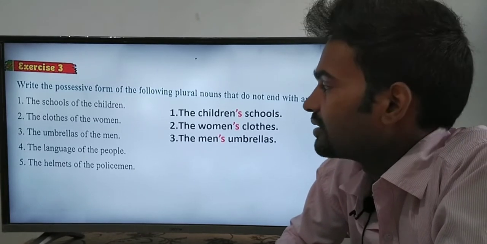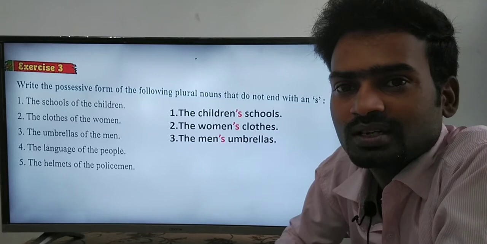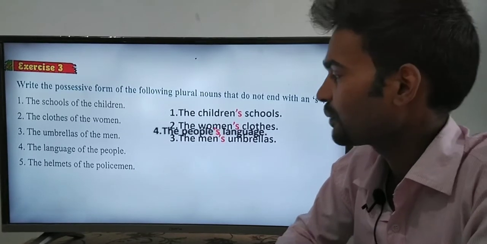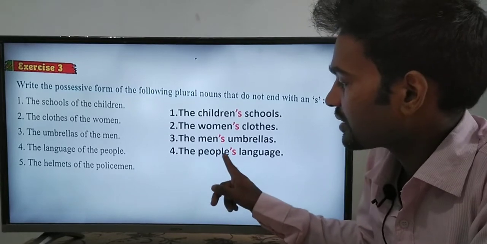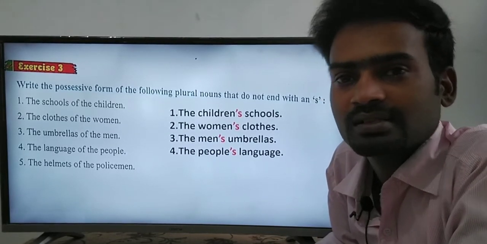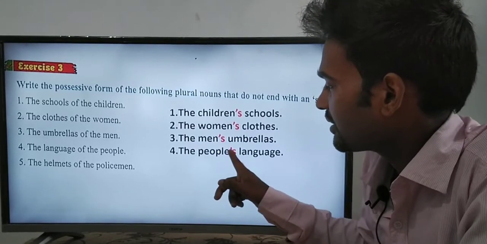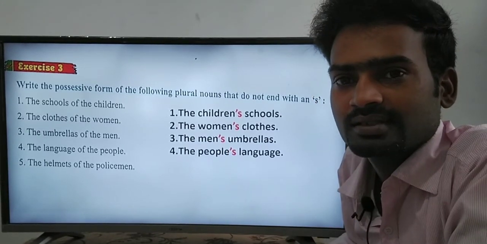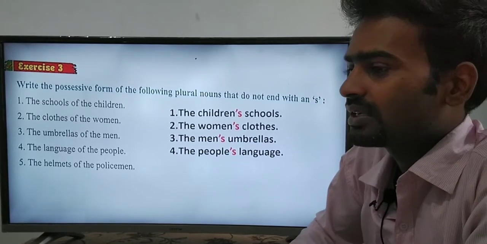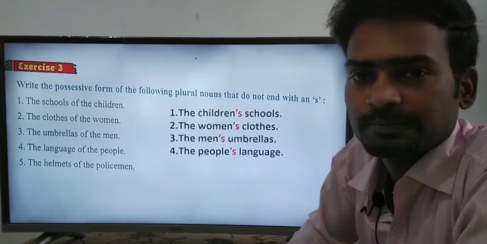The next one, the language of the people. The fourth one, the language of the people, right? Whose language? The people's language. People is already plural. Person is singular and people is plural. So we add an apostrophe and then s, people's language, right? The last one, the helmet of the policeman.